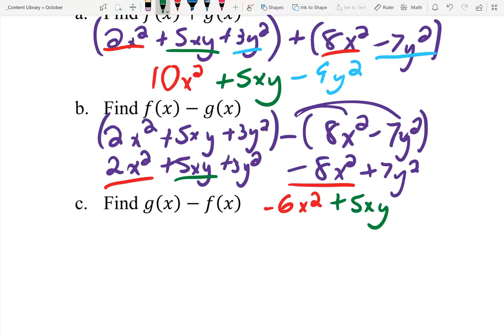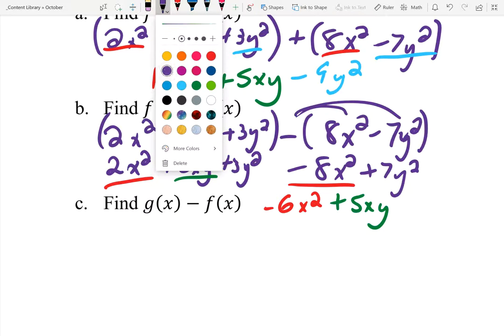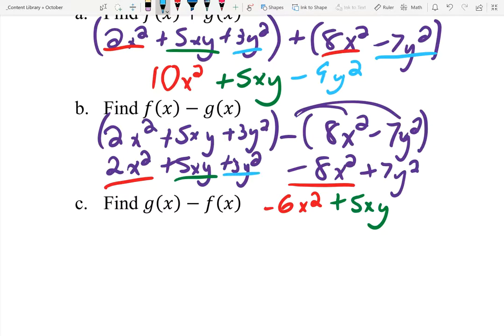And then lastly, we have our y to the seconds. So you'll see 3y to the second plus 7y to the second. 3 plus 7 makes 10y to the second. So plus 10y squared.